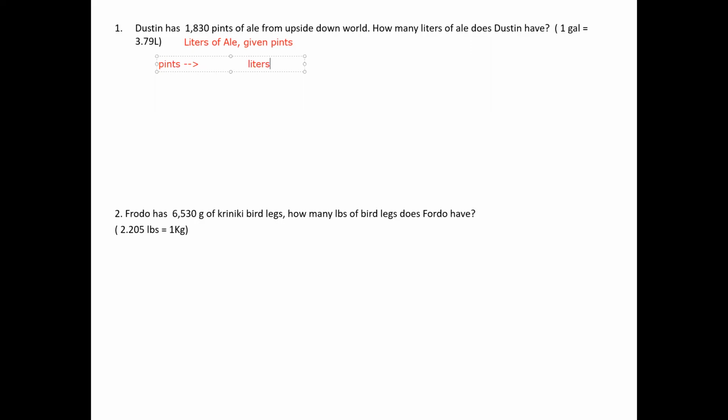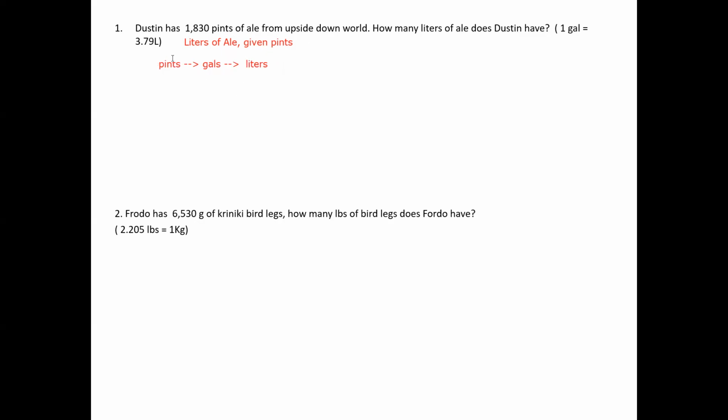And so the missing link between pints and liters is, if we take a look at our conversion factor given to us, it says 1 gallon is 3.79 liters. So that's how we're going to go from the English world to the metric world, through gallons. This is based on the conversion factor we're given: 1 gallon, 3.79 liters. So we're going to go from pints to gallons, and then to liters. So it's a two-step solution.